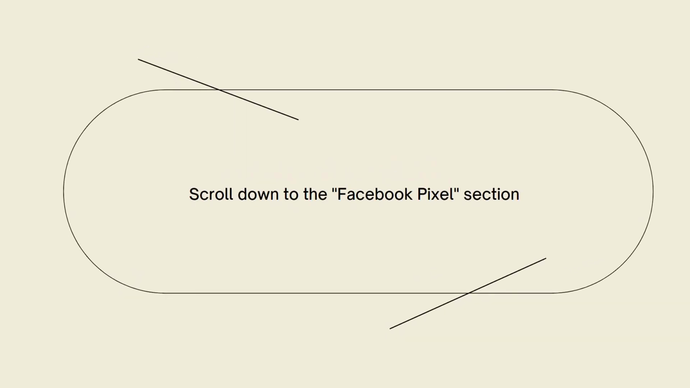Now scroll down to the Facebook pixel section. In the Facebook pixel section, paste the Facebook pixel code you've copied earlier into the Facebook pixel ID field. Now save the changes. Click on the Save button to save the changes you made.